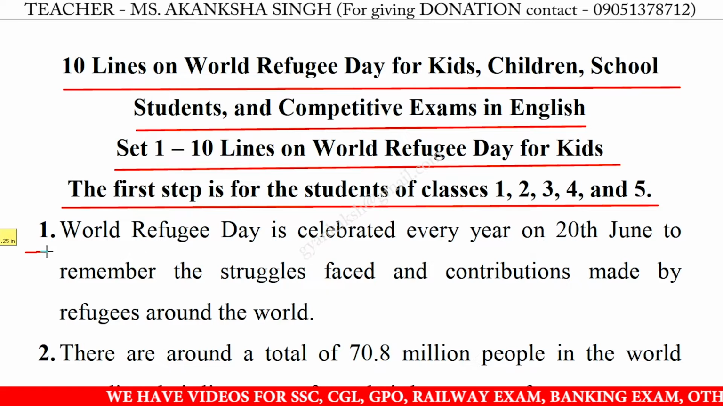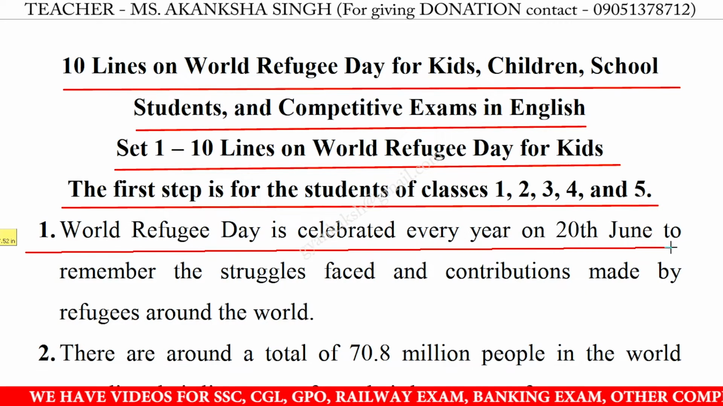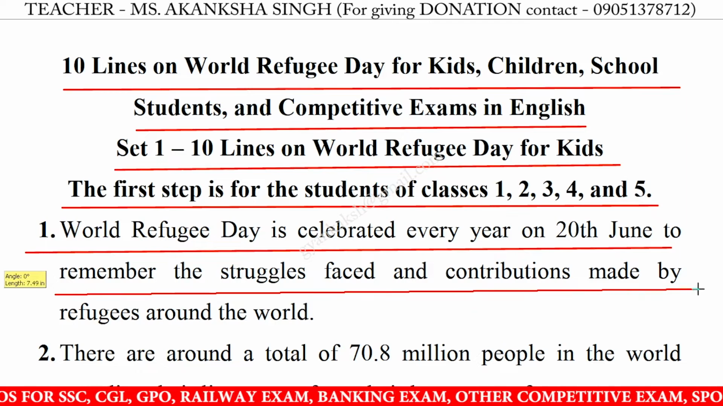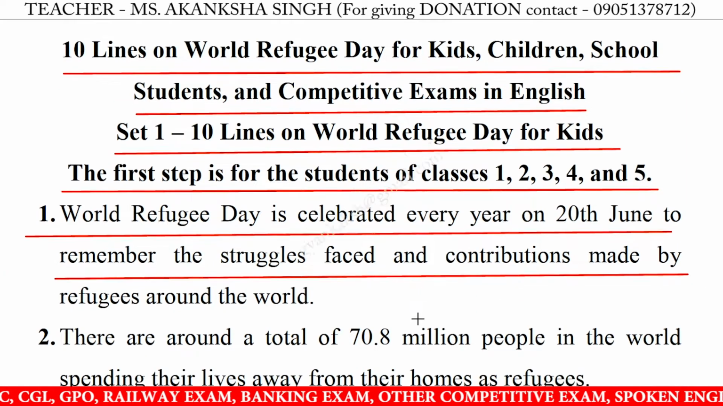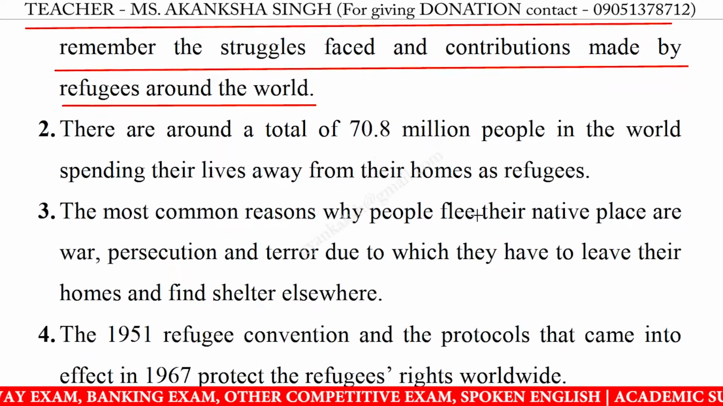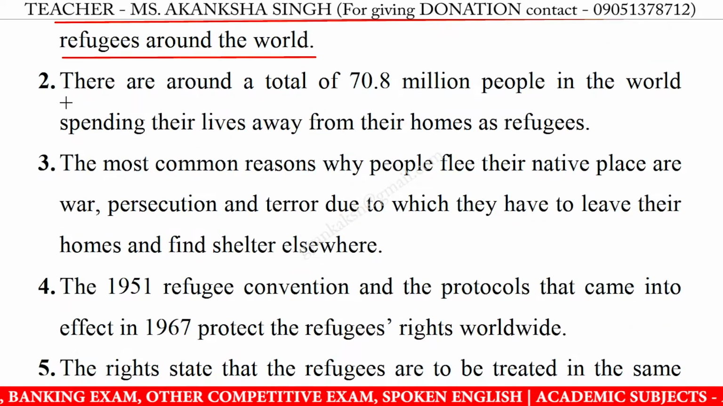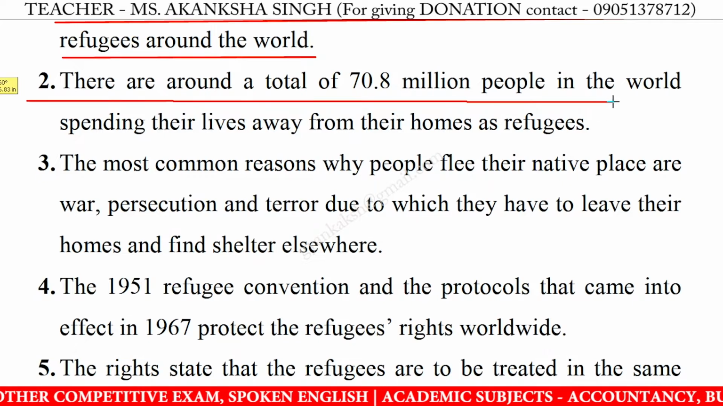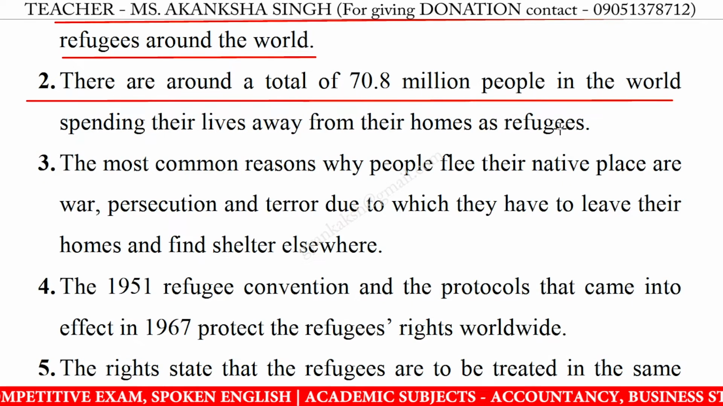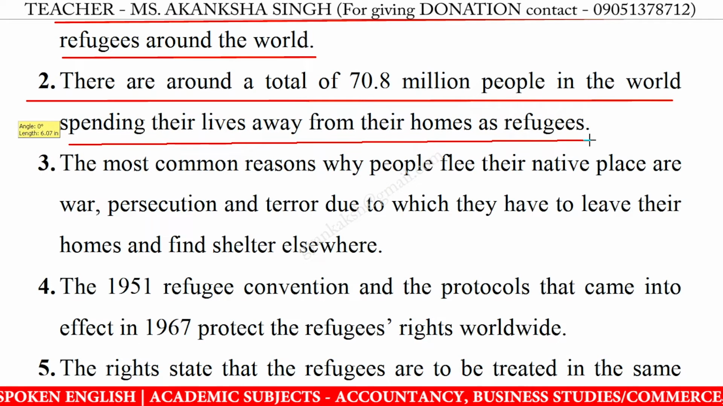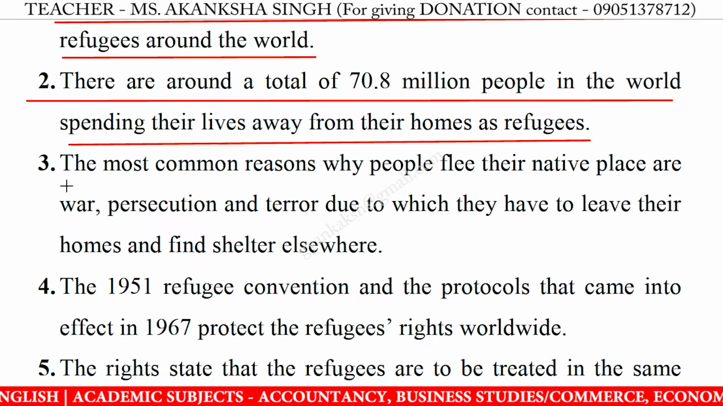Number 1. World Refugee Day is celebrated every year on 20th June to remember the struggles faced and contributions made by refugees around the world. Number 2. There are around a total of 70.8 million people in the world spending their lives away from their homes as refugees.